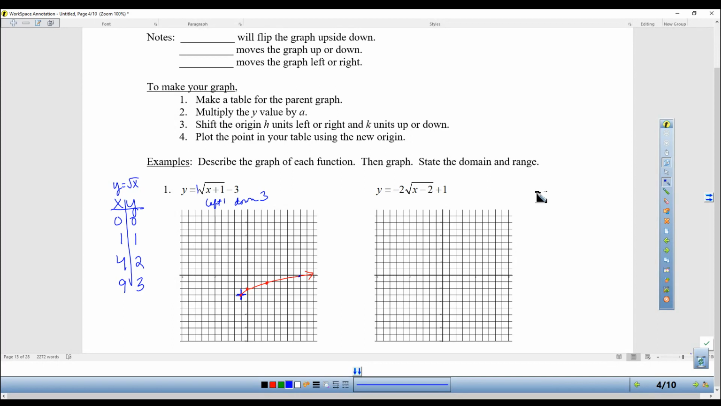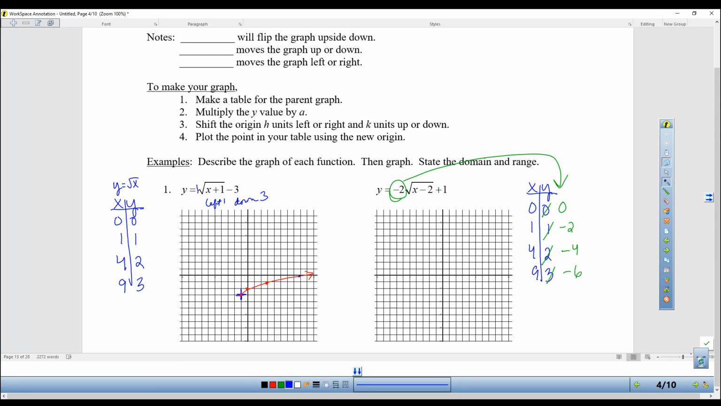Another square root graph. So my basic points are 0, 0, 1, 1, 4, 2, and if you can fit it, 9, 3. But I'm going to multiply all these numbers by negative 2. So when you multiply 0 by negative 2, it's still 0. 1 times negative 2 is negative 2. 2 times negative 2 is negative 4. And 3 times negative 2 is negative 6.